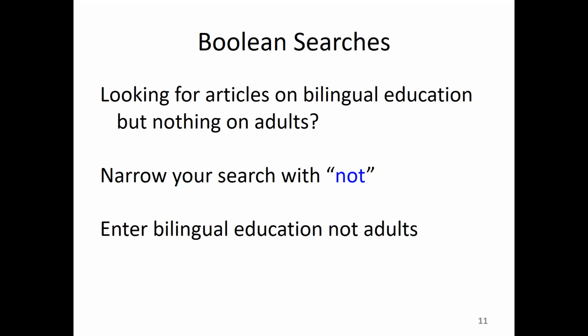And if, for instance, you were looking for articles on bilingual education, but nothing on adults, you could use the Boolean operator not, which would narrow your search. So you'd enter bilingual education not adults. And that way, it would throw out anything that mentioned adults, but retrieve things that mentioned just bilingual education without adults.